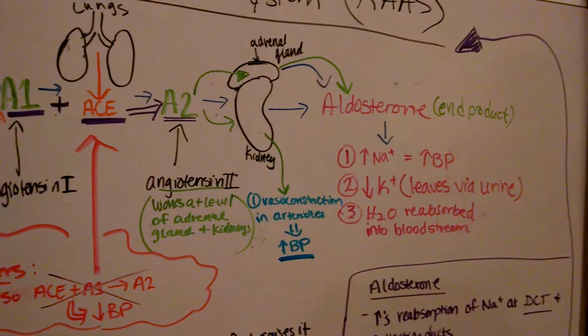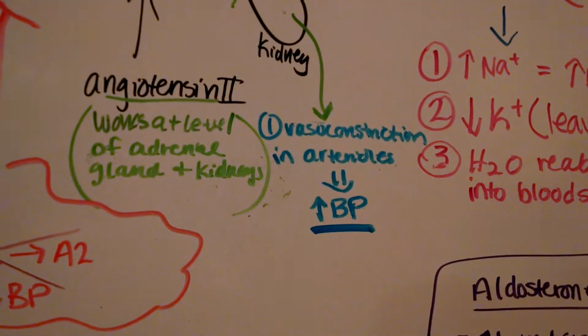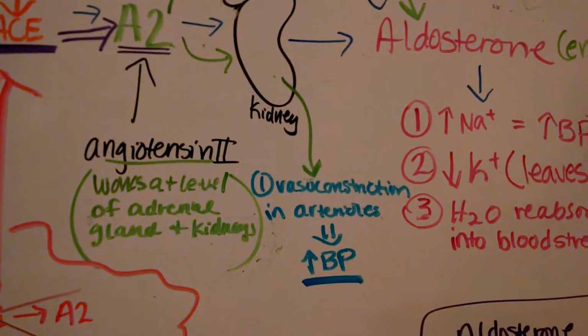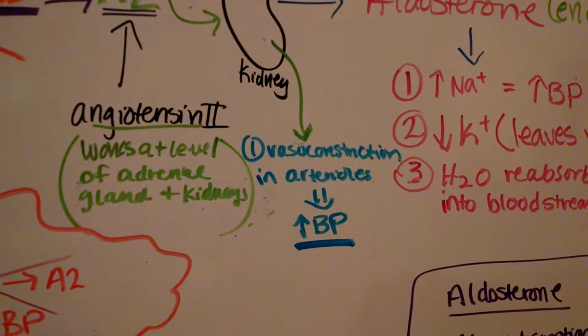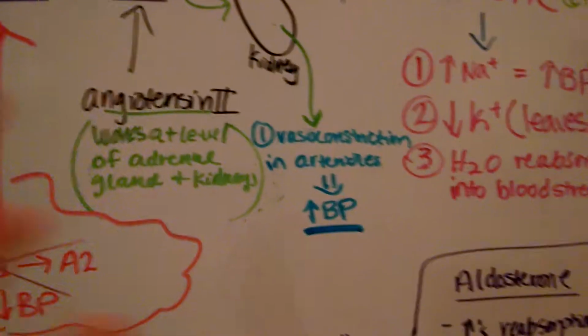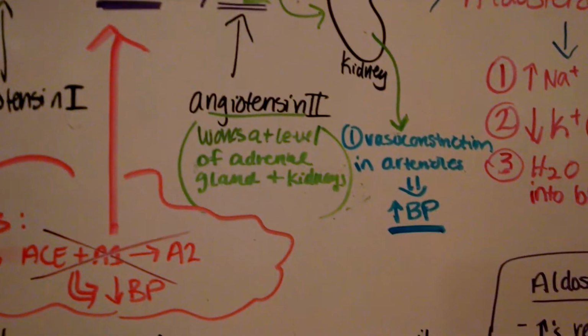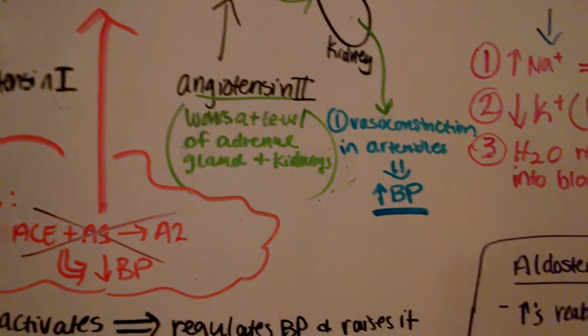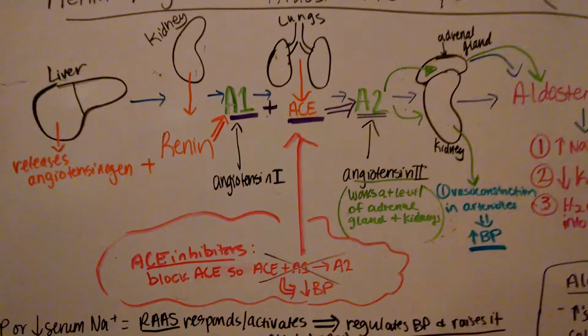into the bloodstream. If we take the kidney route from angiotensin 2, we're going to get vasoconstriction in the arterioles. So it's going to squeeze them tight, and we're going to get increased blood pressure that way. So it's done its job to increase blood pressure.